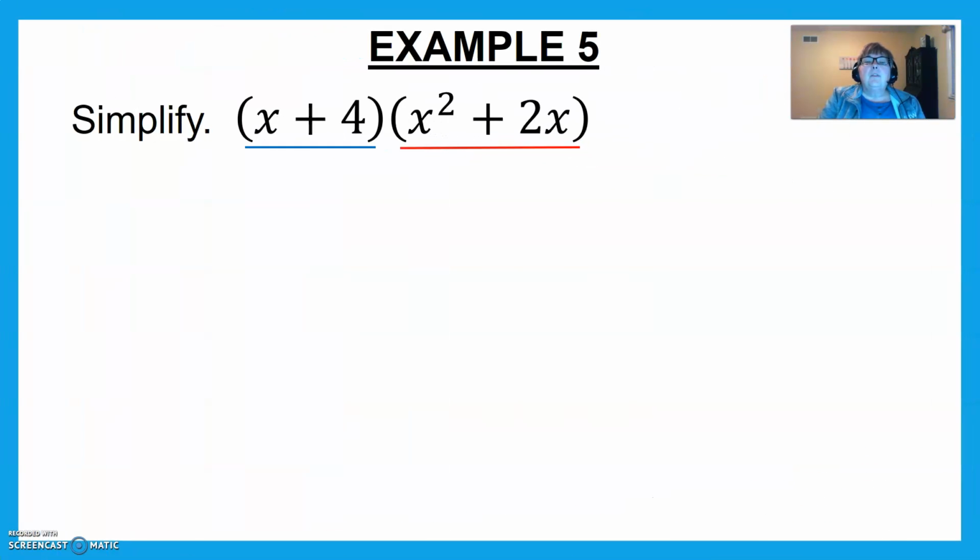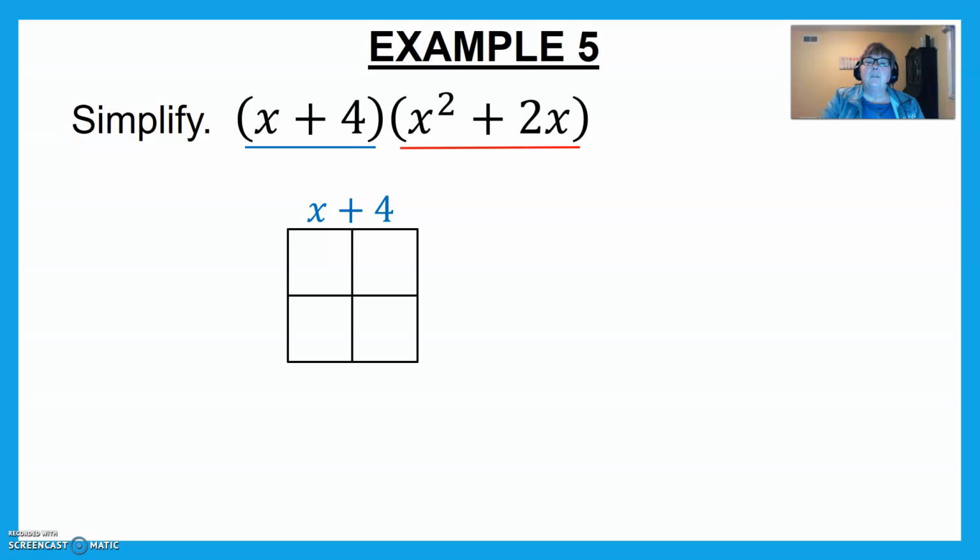All right, well, this is the same kind of problem except that it has a squared in there where my other ones did not have that. So I'm still going to do the same exact thing. I draw my 2 by 2 box. I put the blue ones on the top, x plus 4, and I put the red ones on the side, x squared plus 2x. And just so you know, you can put the blue on the side and the red on the top. It doesn't matter because you're just going to be multiplying anyways, and so the order wouldn't change.